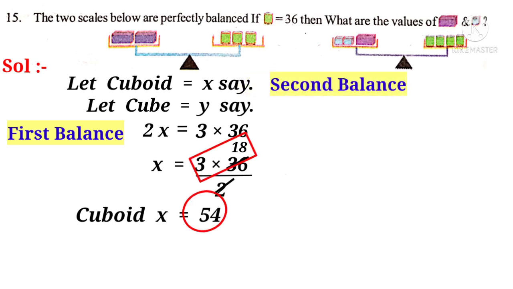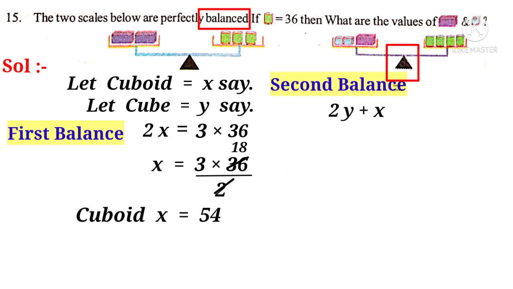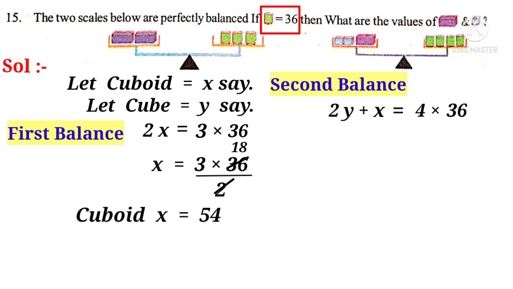Now in the second balance, observe that on the left hand side there are 2 cubes. So write 2y, and also one cuboid is there. So plus x. Now observe the word balance. So write equal to symbol. Now on the right hand side, observe that there are 4 cylinders. So write 4 into, and one cylinder is 36. So write 36. So 2y plus x is equal to 4 into 36 is the equation.